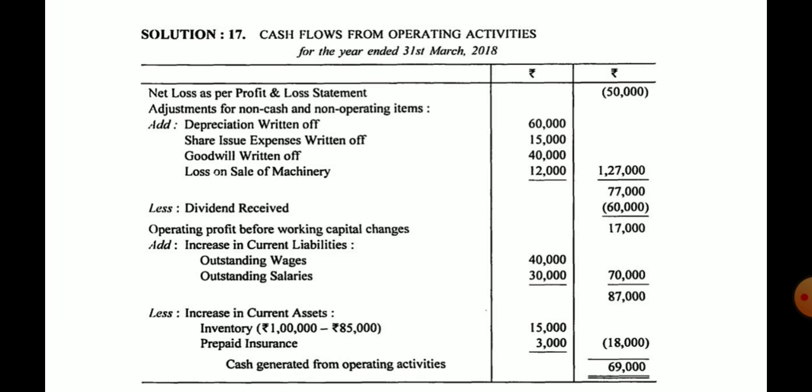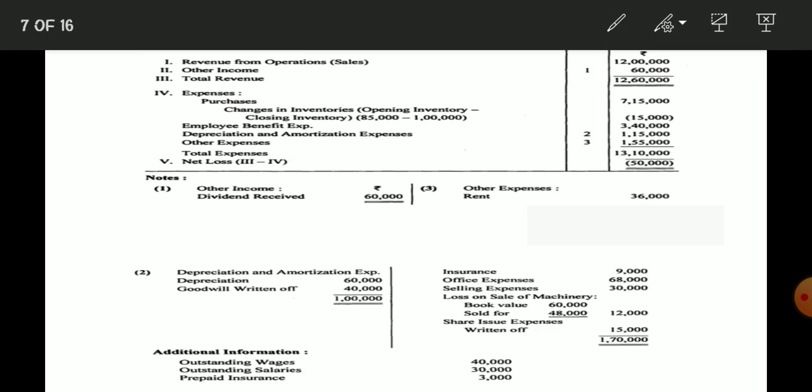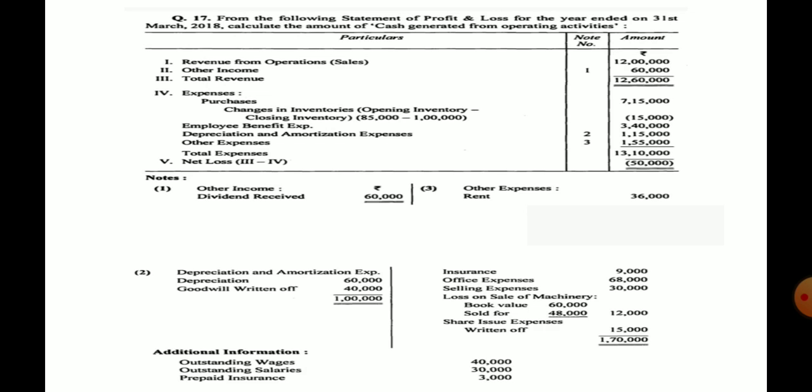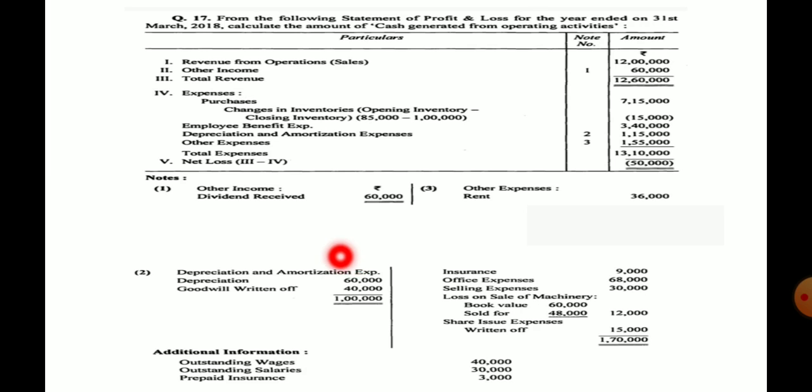Now is loss on sale of machinery given? Check here, is there any loss? Okay, loss on machinery 12,000 will be added back. Share issue expenses written off will also be added back. So all these items are added back to the net loss which is given, and non-operating items will be less here. Non-operating item, that is dividend received 60,000.